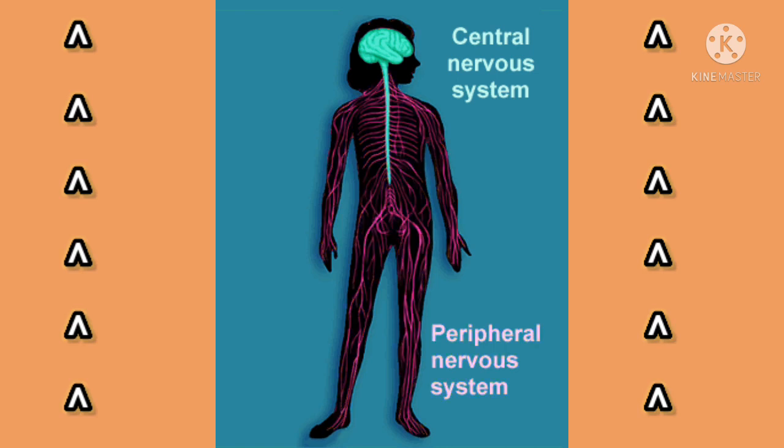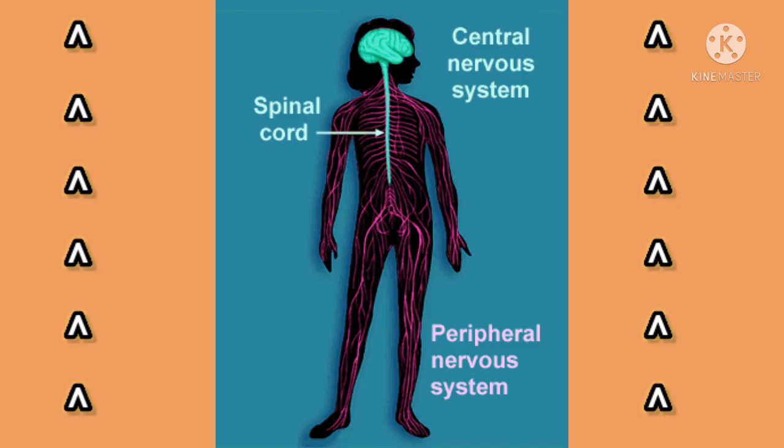Then spinal nerves. Spinal nerves are 31 pairs. Each spinal nerve has a dorsal sensory root and a ventral motor root. So that means it receives impulses from outside to inside, and from inside to outside through the motor neuron.